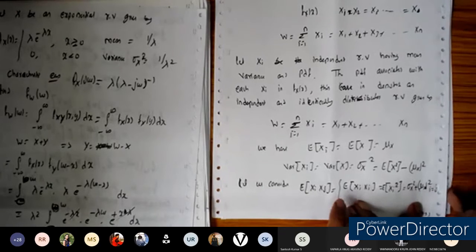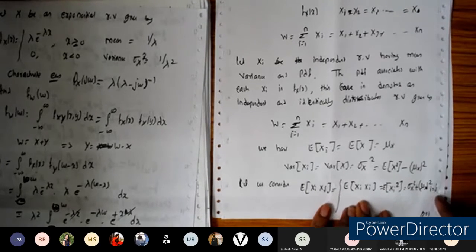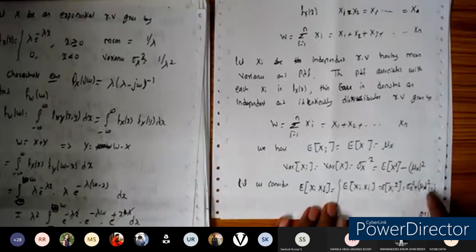So we can write this is the case for i is equal to j. This is the case for i is equal to j that we get here. We are going to take that one.